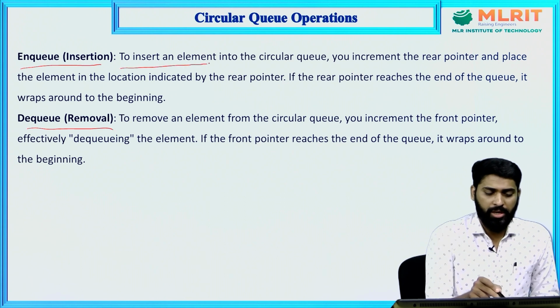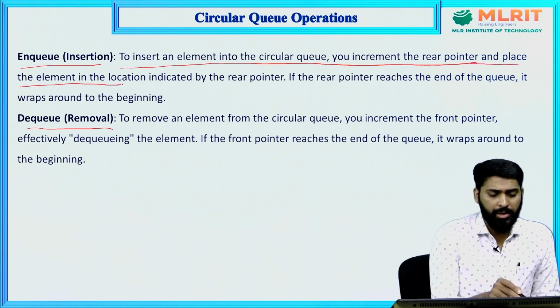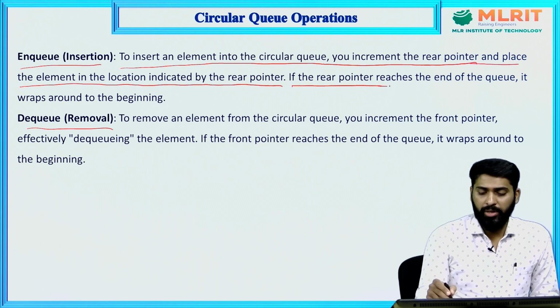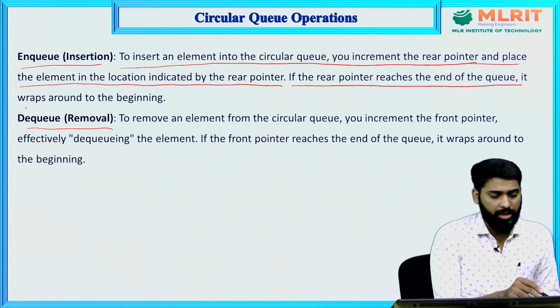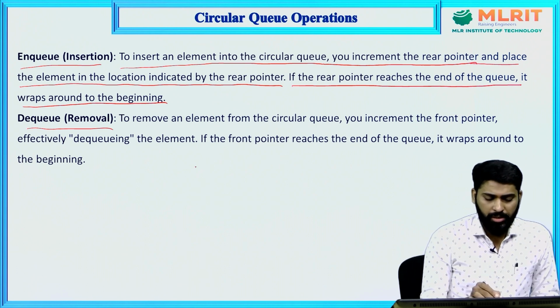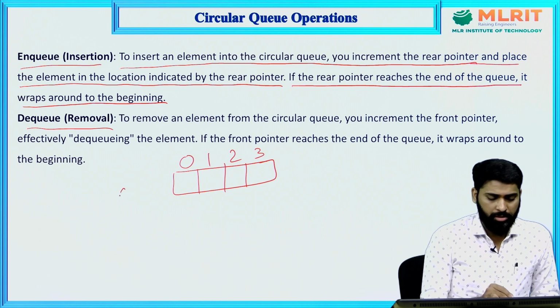To insert an element into the circular queue, you increment the rear pointer and place the element in the location indicated by the rear pointer. If the rear pointer reaches the end of the queue, it wraps around to the beginning. Now, this is the queue. Let us assume the size is 4, with indices 0, 1, 2, 3. So this is the queue.